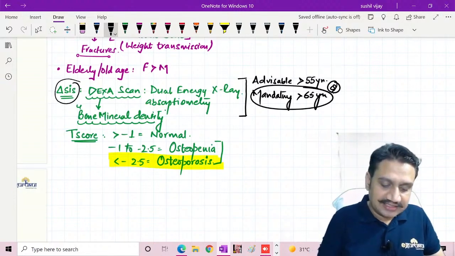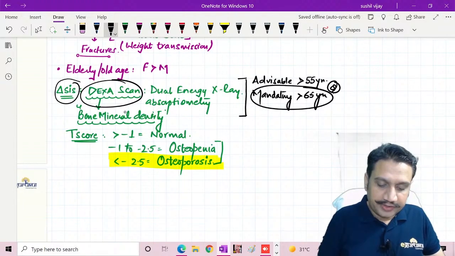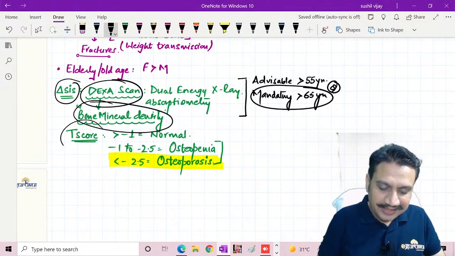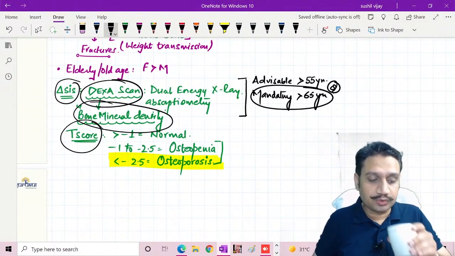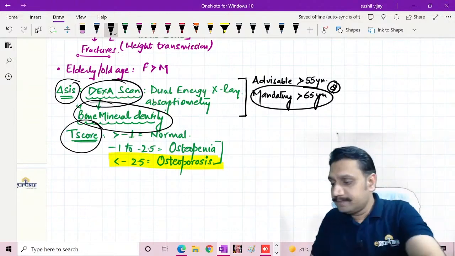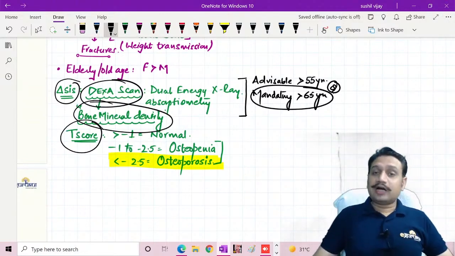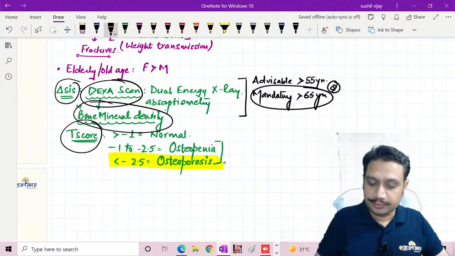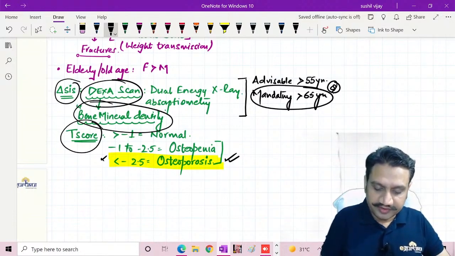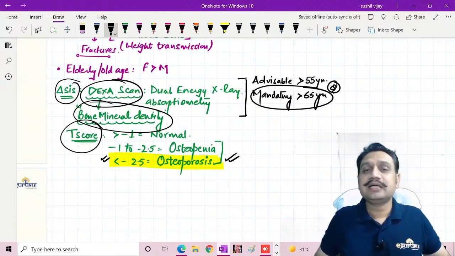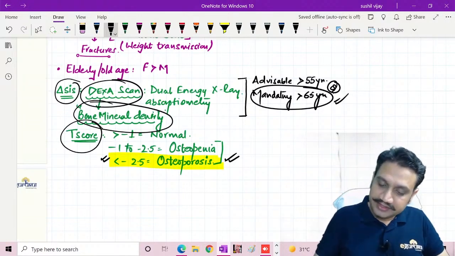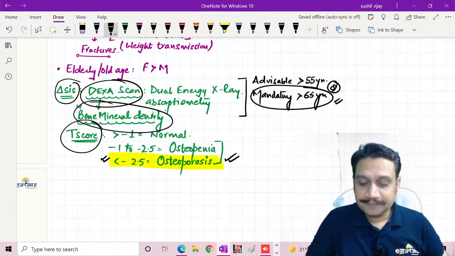So the DEXA scan is the way to diagnose osteoporosis. What we check there is the bone mineral density, and the way to check it is the T-score. How much T-score is required to call it osteoporosis? It is less than -2.5. So it is mandatory above the age of 65. I hope I am clear in that, right?